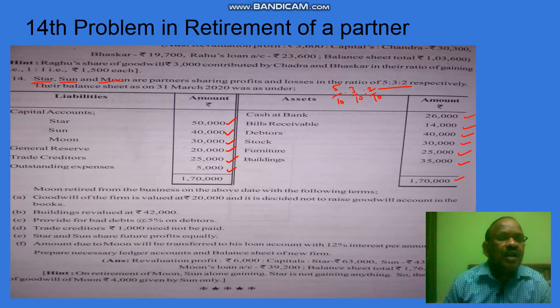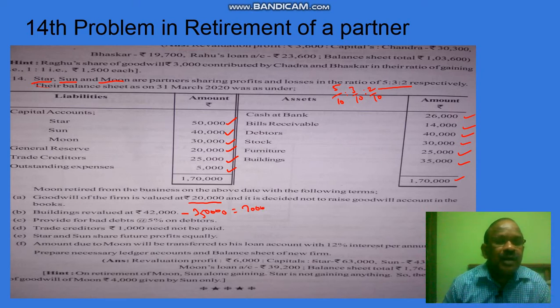Here Moon retired from the business on the above date with the following terms. Goodwill of the firm is valued at 20,000, and it is decided not to raise a goodwill account in the books. So here we will calculate the goodwill of the retiring partner, that is Moon, and then we convert that amount to the remaining partners, that is Star and Sun. The buildings are revalued at 42,000. The previous or book value is 35,000. So here the appreciation of buildings is 7,000.